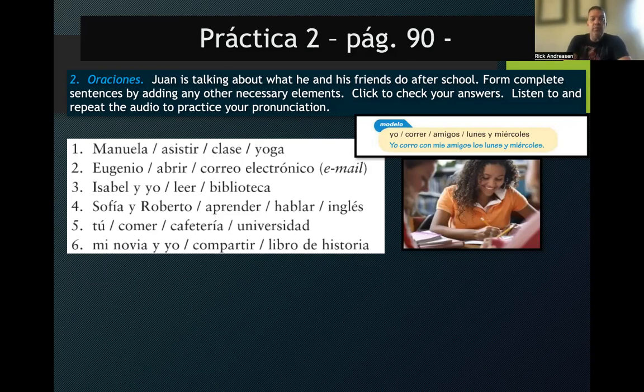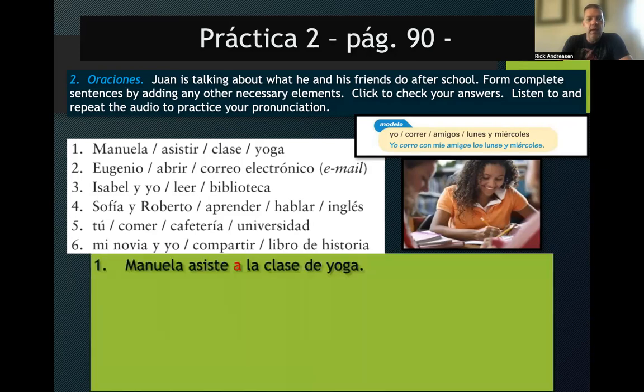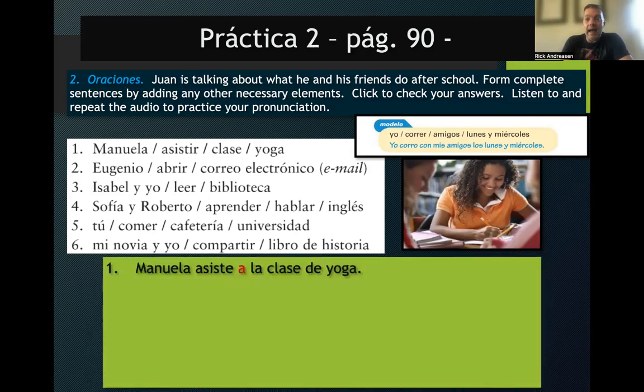Okay, muy bien. Número 1, we have Manuela, asistir, clase, yoga. Un ejemplo, Manuela asiste a la clase de yoga. Remember, asistir means to attend, and it has to have the preposition a follows it. Número 2, Eugenio abrir correo electrónico. So email, electric mail. Un ejemplo, Eugenio abre su correo electrónico.